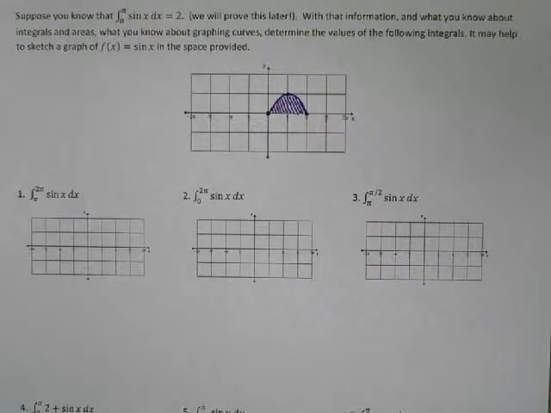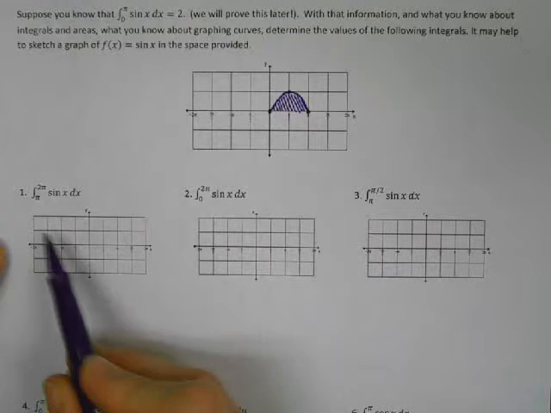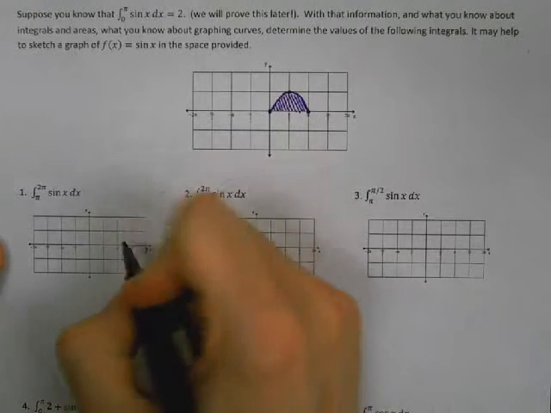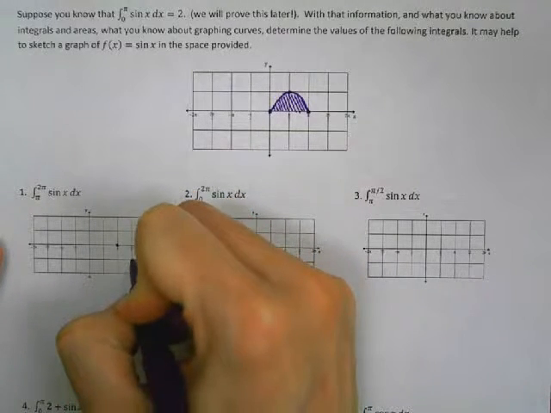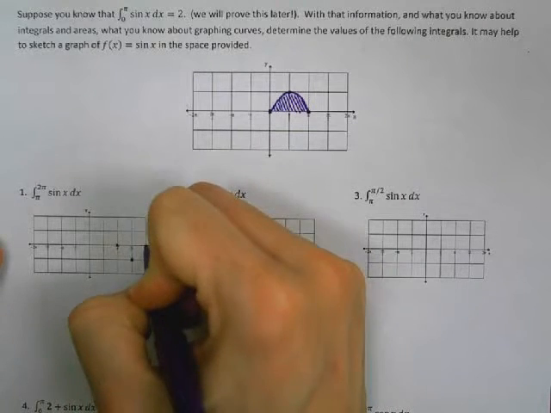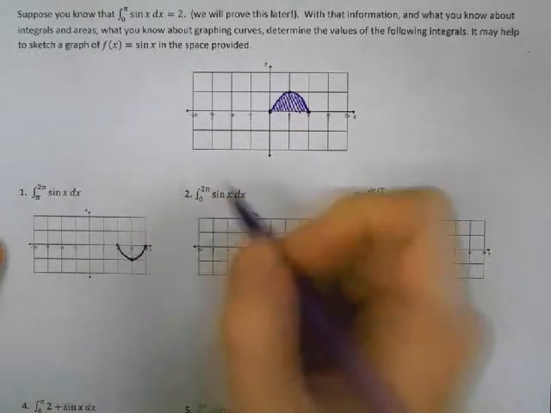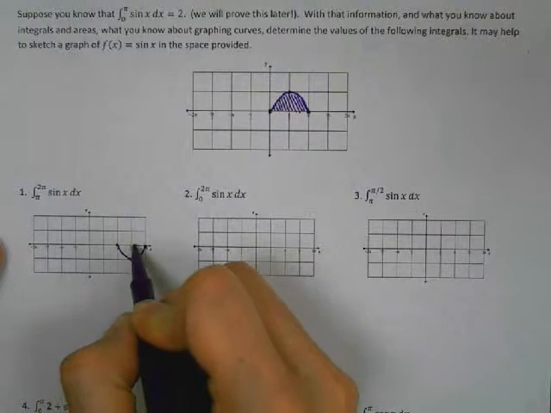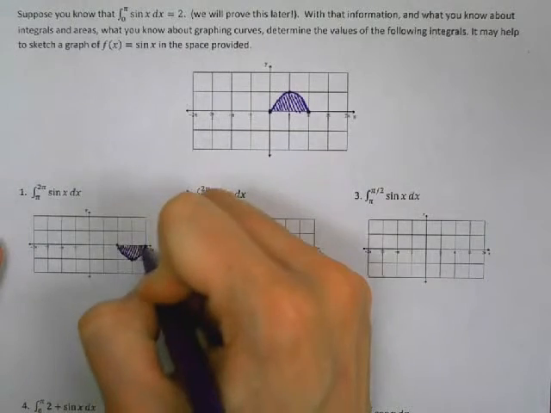So in number 1, it asks us to find the integral from pi to 2 pi of sine x dx. So let's go ahead and sketch out what that would look like. So sine of pi is 0. Now 3 pi over 2, we know the sine value is -1, and then sine of 2 pi again is 0. So it looks like this. So now we're always talking about the area between the x-axis and the curve. So we're trying to find this area here.